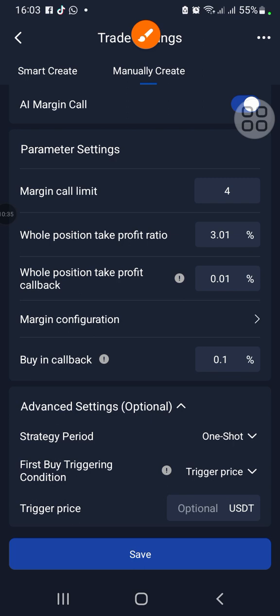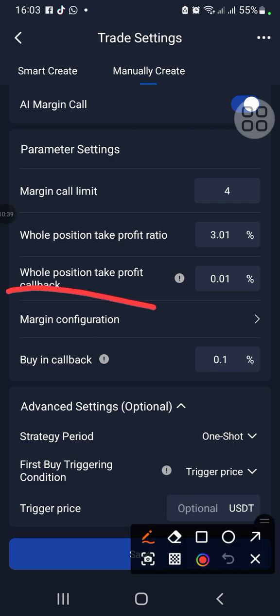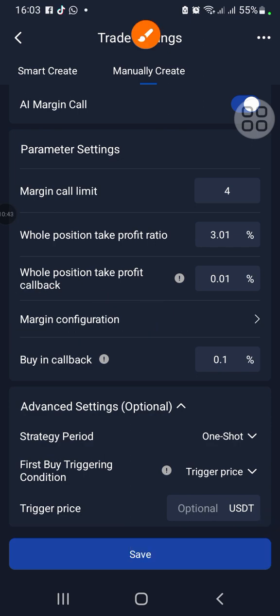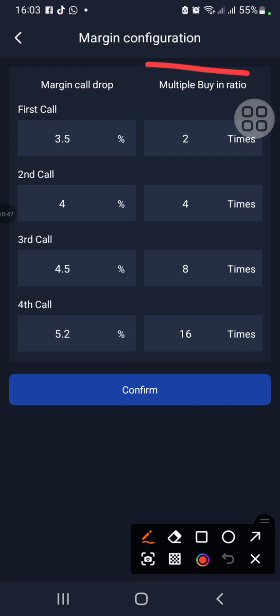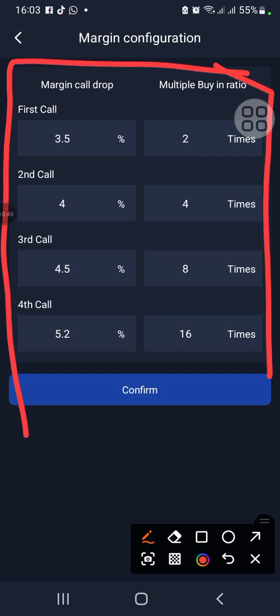All right. After here, we are going to tap on margin configuration. When we tap on margin configuration, we are going to come to a section that looks like this.